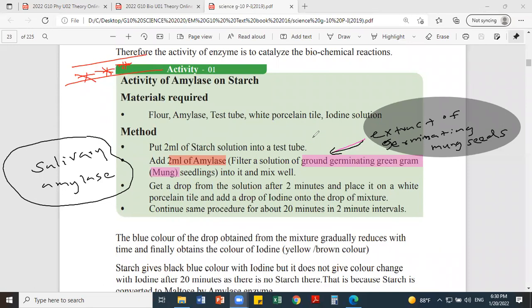So again, amylase enzyme is present in the germinated mung seeds. So therefore you can grind the germinated mung seeds with water, and then you can filter it and get the solution or suspension.